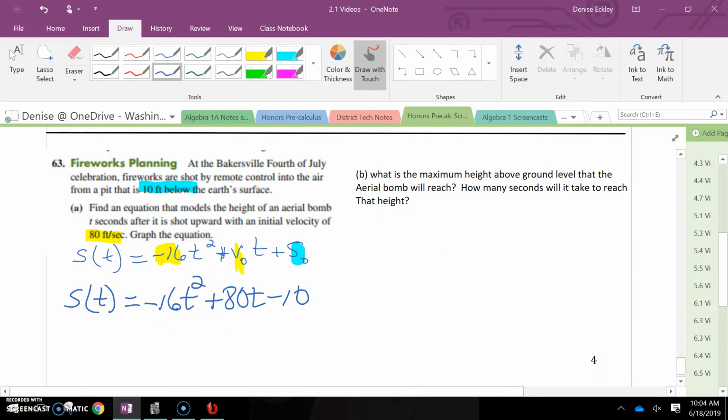So what we're going to do now to find the maximum height is you can search for it on your calculator, or you can use negative b over 2a to find the point where that maximum height occurs, that'll give you how many seconds. And then if you substitute that in the equation, that'll give you how high it is.